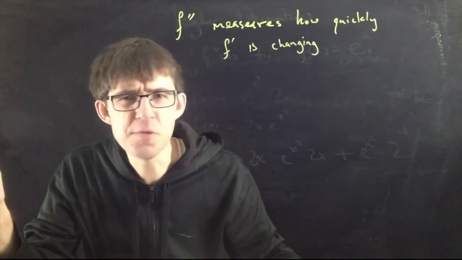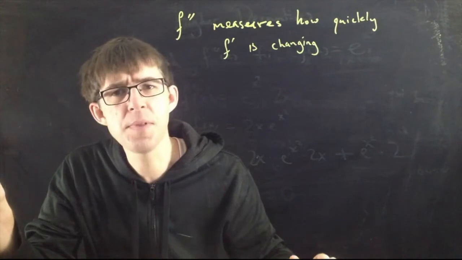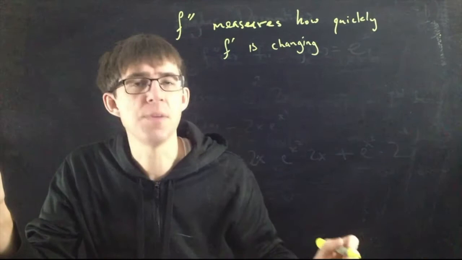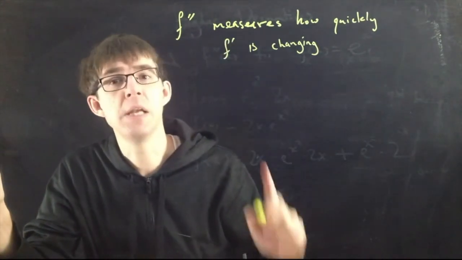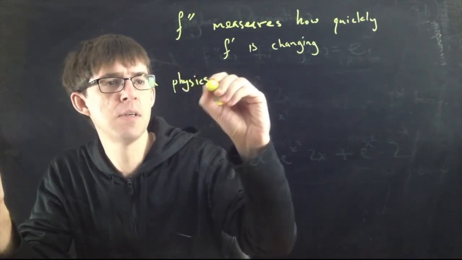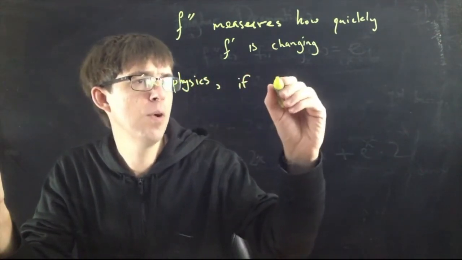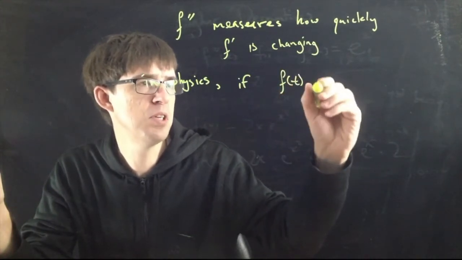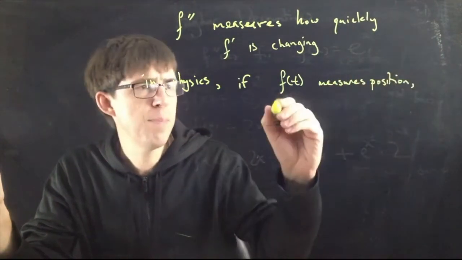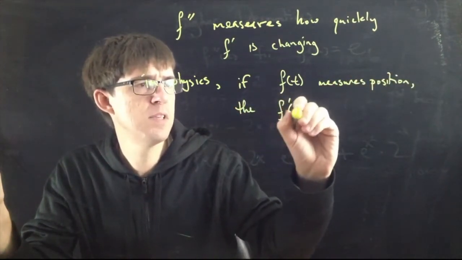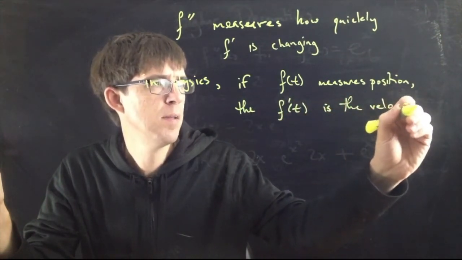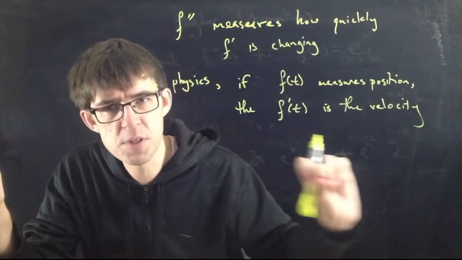Is that useful for anything? Actually, it is. This is something that people talk about all the time. If f prime itself already has a meaning, then f double prime has an interesting meaning. Here's an example. In physics, with the motion of objects, if I have an ordinary function, f of t, measuring the position of an object, what does the derivative represent? Then f prime of t is the velocity, right? It's the rate of change of the position, how fast the position of the object is changing.